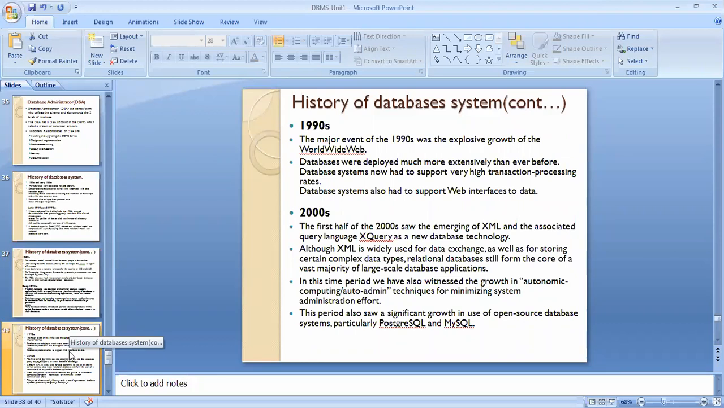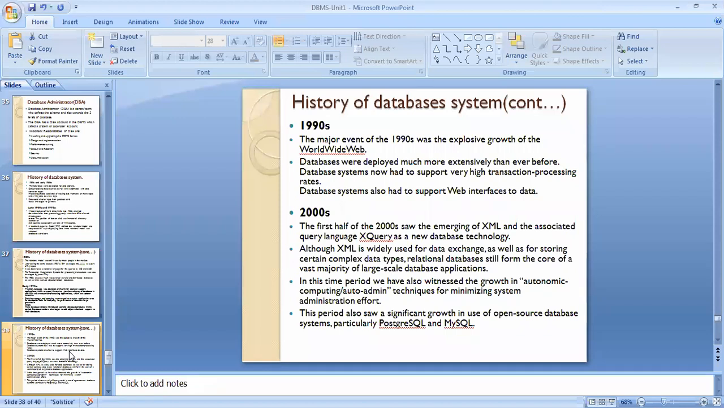In the 1990s, the major event was the explosive growth of the World Wide Web. This is the turning point. Databases were deployed much more extensively than ever before. Database systems now had to support very high transaction processing rates. Database systems also had to support web interfaces to data.